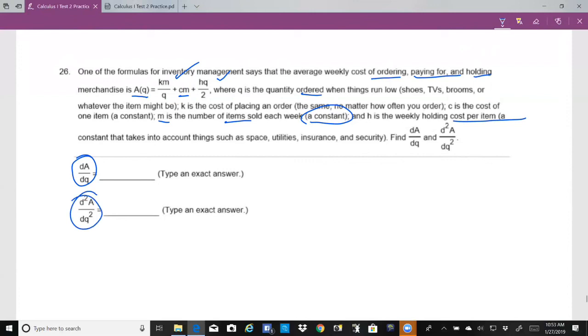And the second derivative of A with respect to Q. So A of Q equals KM, and I'm going to rewrite that as Q to the minus 1, plus CM plus HQ over 2. Notice Q is a variable, M is constant, and K is constant. So dA/dQ is equal to minus KM Q to the minus 2.